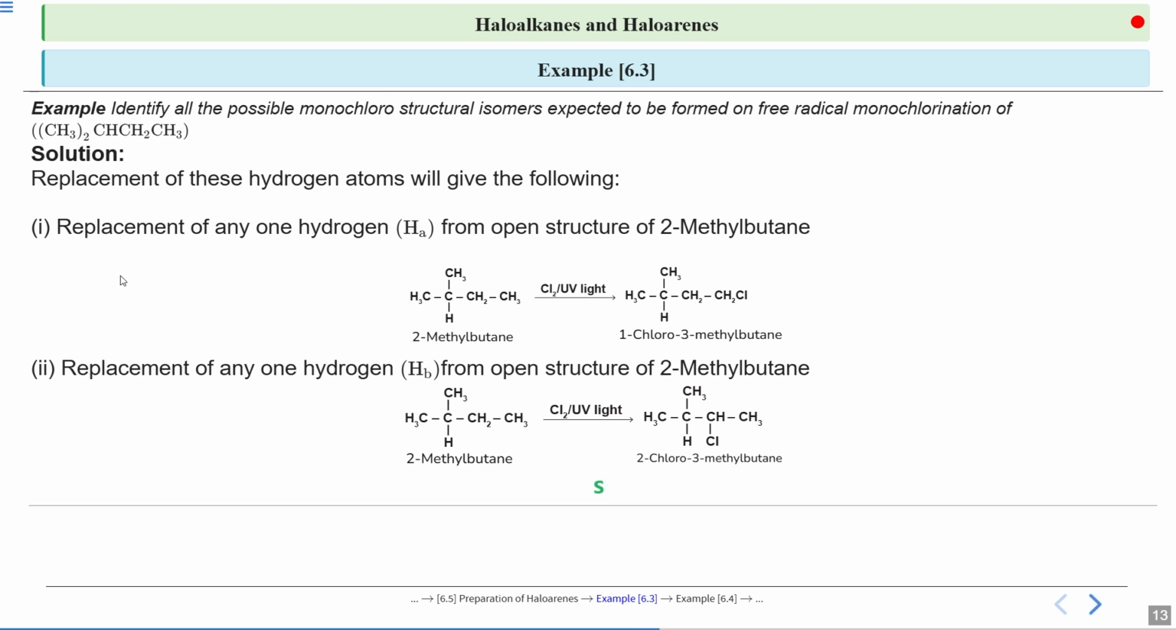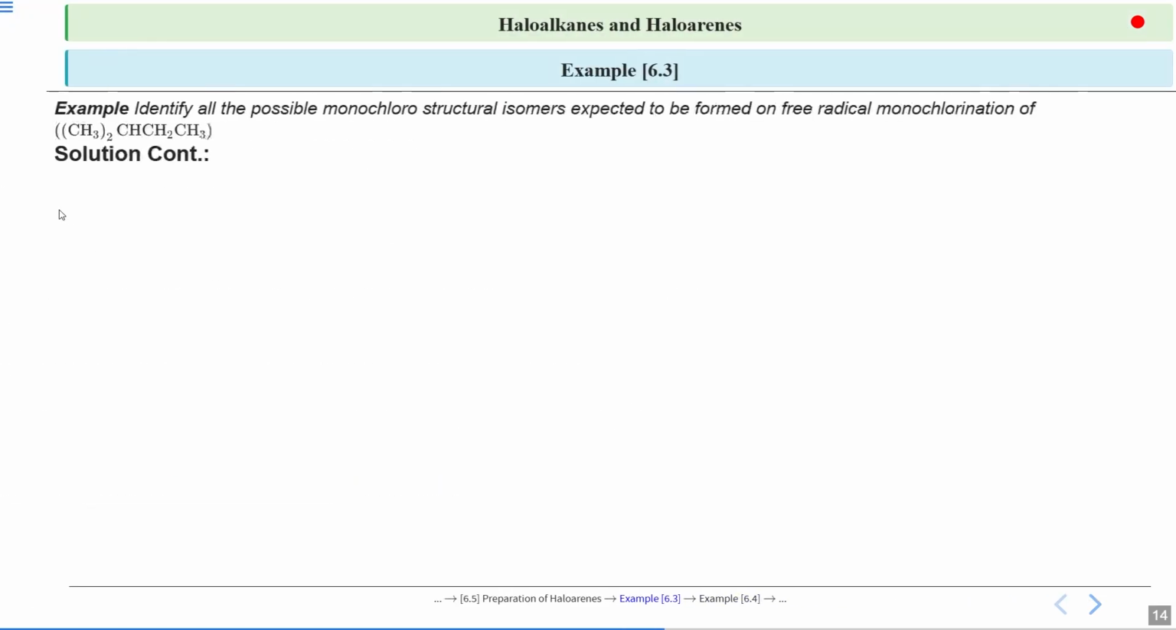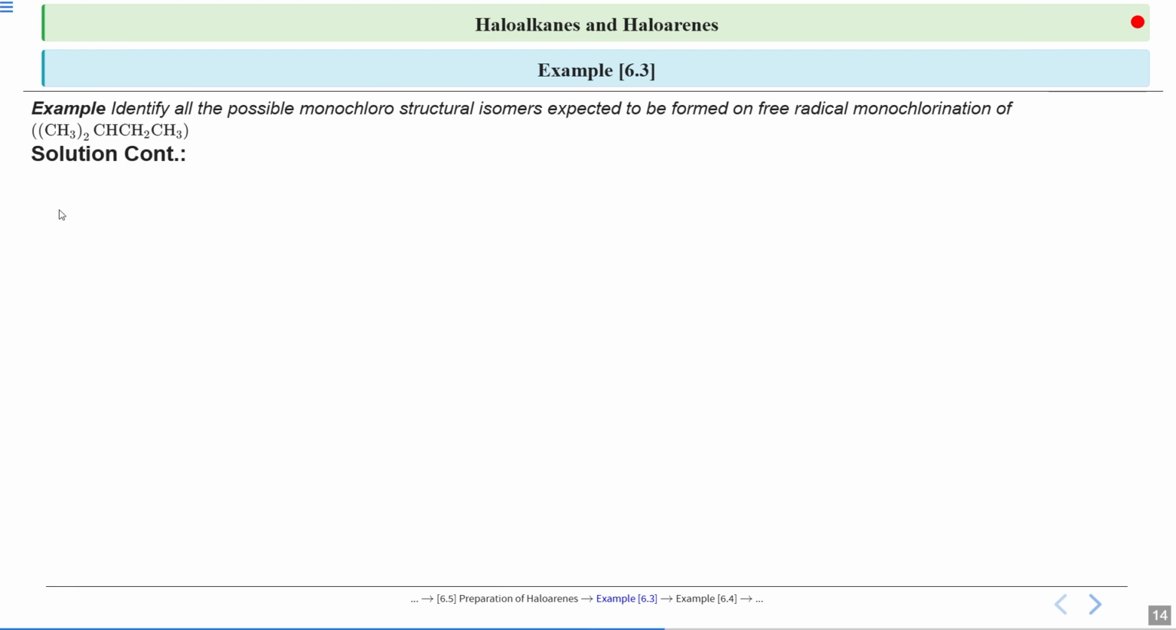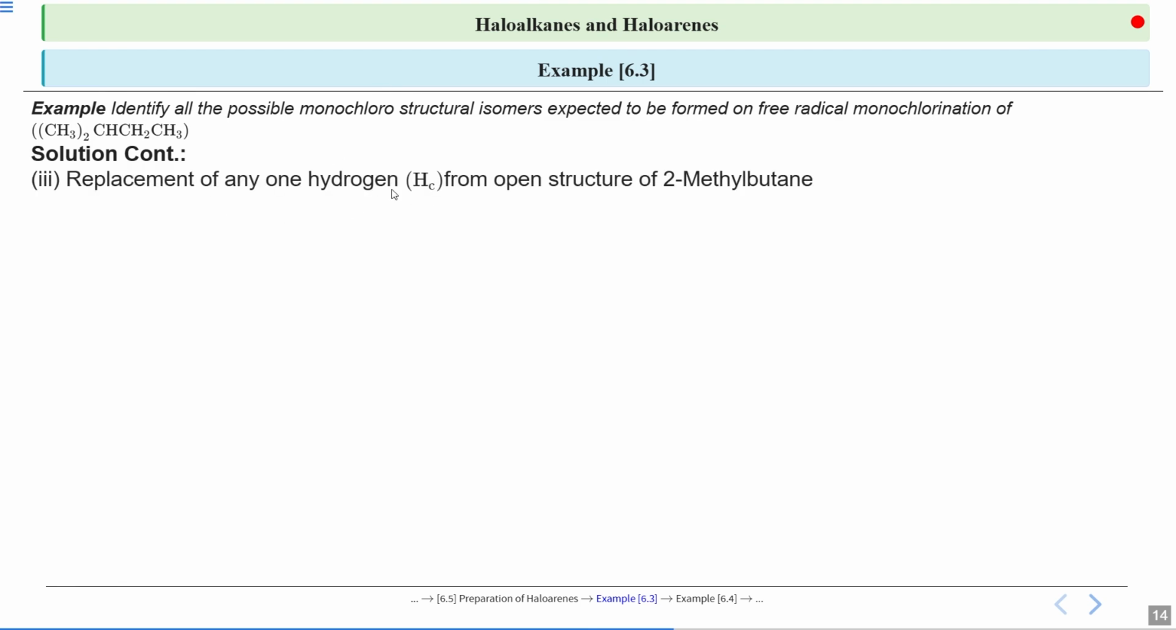Now let's see the third case. The third case is for the replacement of any one hydrogen of HC type from the open structure of 2-methylbutane. The HC was present at this second carbon, that is, only this hydrogen is HC. When you replace it with chlorine, you will get 2-chloro-2-methylbutane as your major product. So this HC atom is replaced by chlorine, and you will get 2-chloro-2-methylbutane as the major product after this chlorination process of 2-methylbutane.